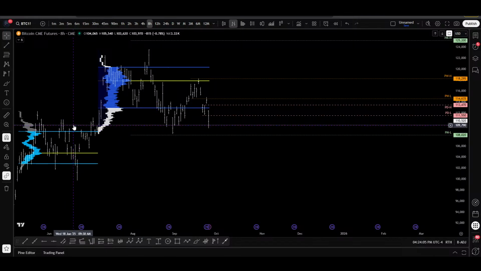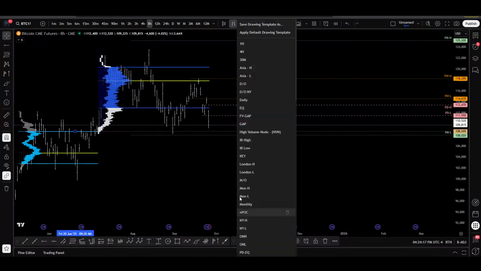All right, we have volume here at around 109. That's where we kind of ended, before we had a bounce from the value area high of this previous range, right? So we can go ahead and throw that on there.